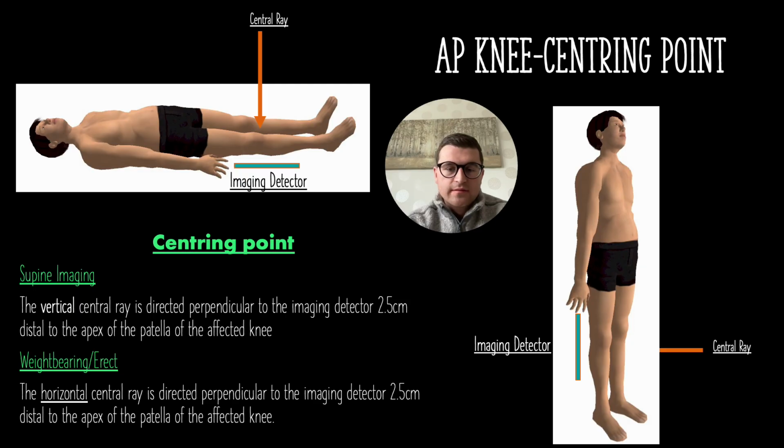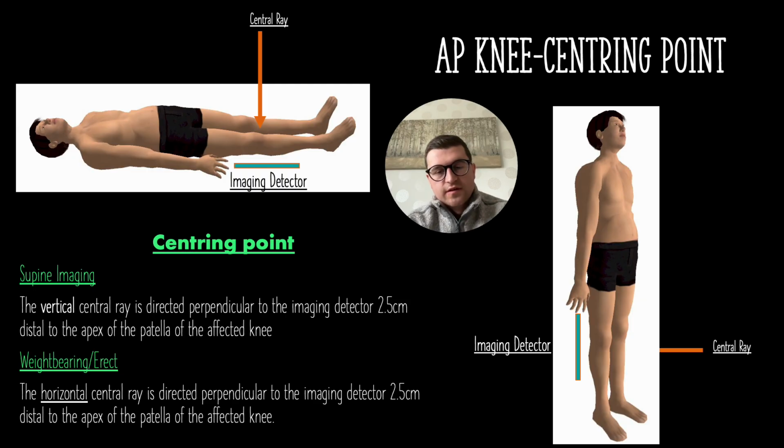So our supine imaging will involve, and I've made this bold, a vertical center ray, and it is directed perpendicular to the image detector, so it's hitting the image detector at 90 degrees, and it's 2.5 centimeters distal to the apex of the patella of the affected knee, so just the tip really of the patella, the bottom part of the patella, that you would be easily able to palpate on a lot of patients.